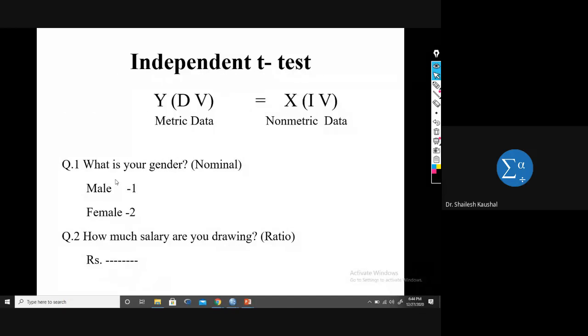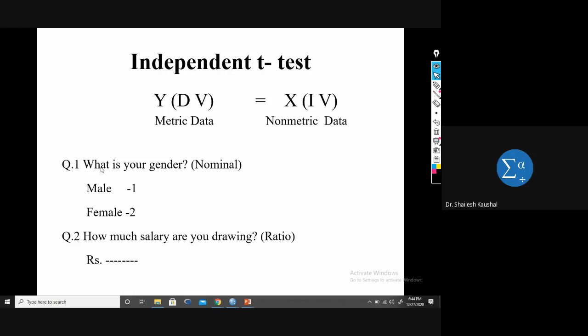Okay. So second, the independent t-test. For the independent t-test, the data should have one dependent variable. It should be metric data, and the independent variable means we are using two questions. One question should be the dependent variable, in metric form, and another question the independent variable, which should be categorical, non-metric. Okay, so if I want to apply the independent t-test, I should frame my question this way.